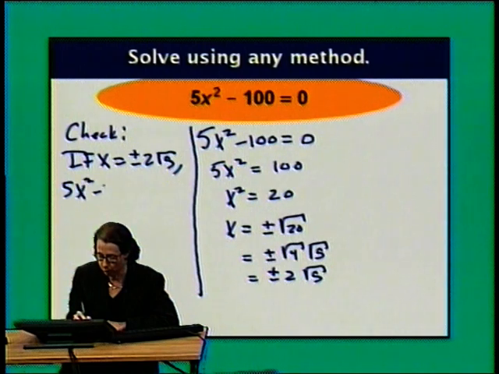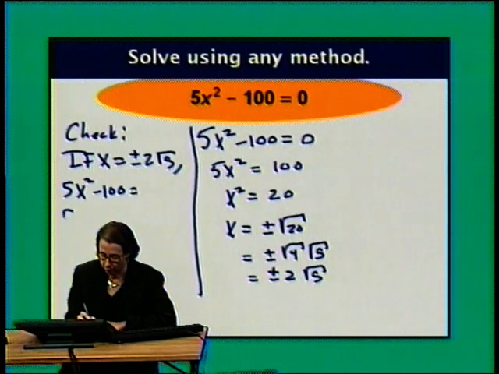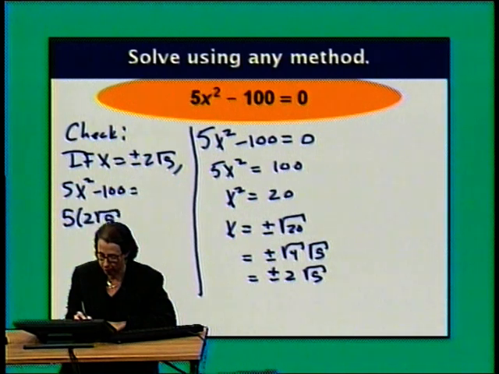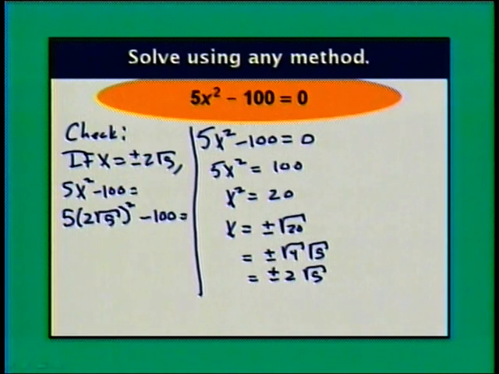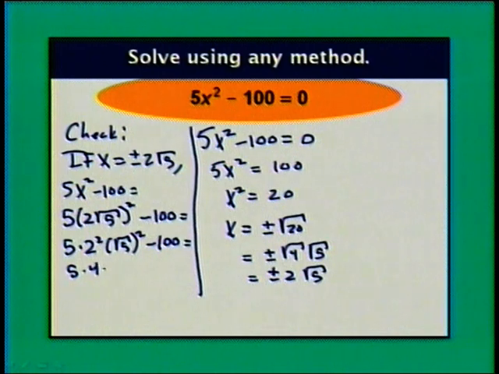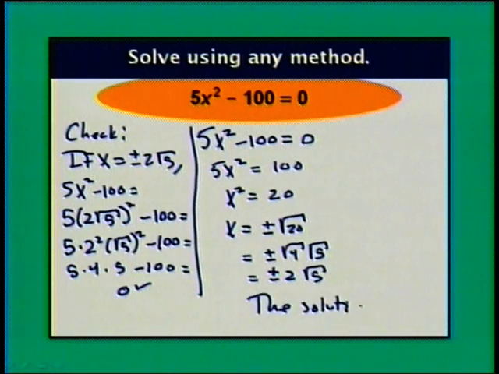So 5x squared minus 100, so I have 5 times 2 radical 5 squared minus 100. So I have 5 times 2 squared times radical 5 squared minus 100. So let's see, I have 5 times 4 times 5 minus 100, and 5 times 4 is 20, times 5 is 100, and 100 minus 100 is 0. So my solutions check. So I can state my conclusion. The solutions are plus or minus 2 root 5.